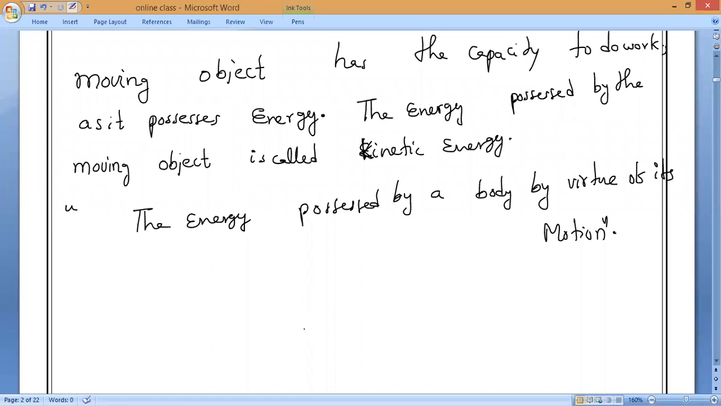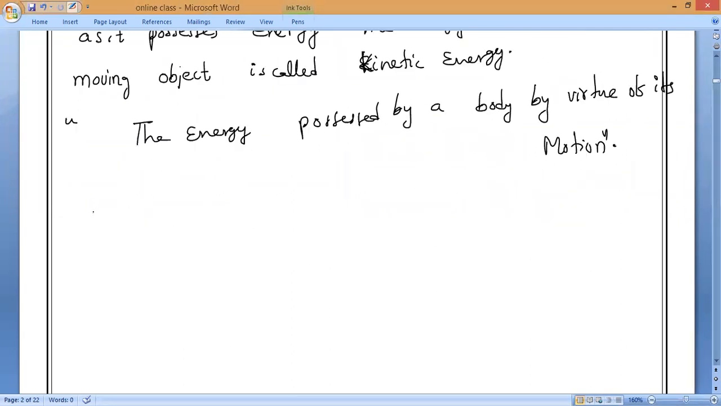Okay. So what are the examples of kinetic energy? Can anyone tell me examples of kinetic energy? Flowing water is an example of kinetic energy. I want the response from you all. Flowing water is an example of kinetic energy.